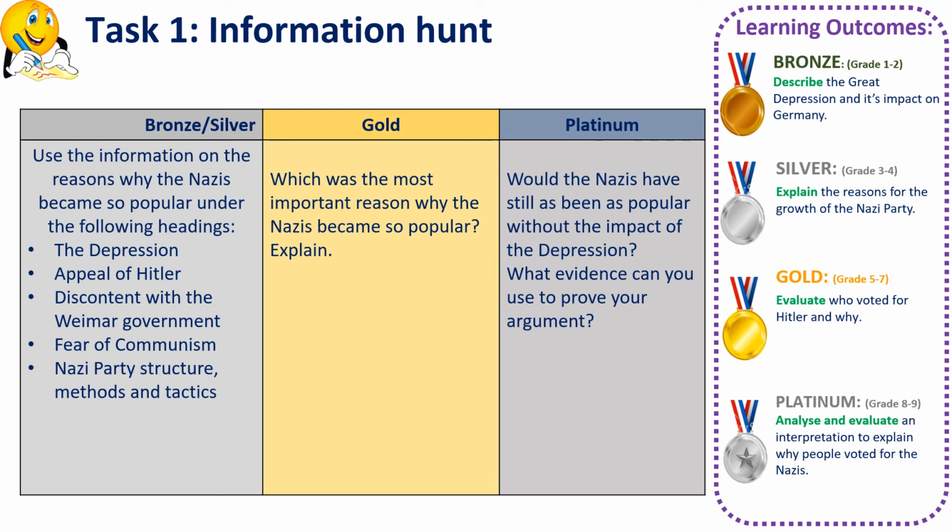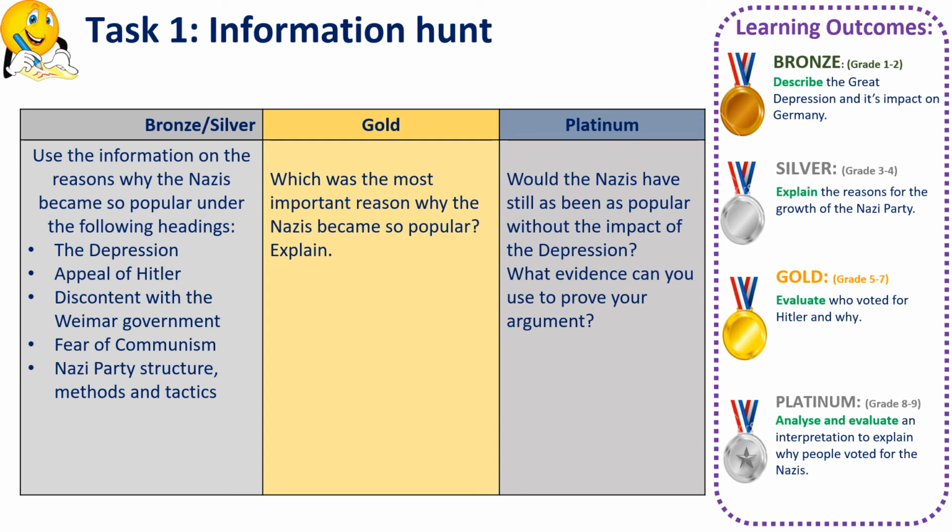The headings that you've got on your sheet are the Depression; the appeal of Hitler, so why do people like Hitler; discontent with the Weimar government, where discontent is when you're unhappy with something; fear of communism, that extreme left-wing view that everything should be owned by everyone and shared, which obviously if you own anything you're going to be very worried about. And finally, some notes about the Nazi Party, the methods and tactics that it used. So what did it do to try and get people to support it?